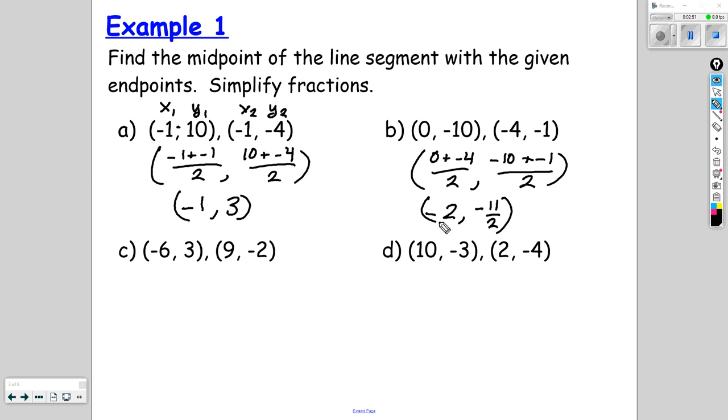Oftentimes you'll see that I will write down x sub m and y sub m. When I do that, I mean the x-coordinate of the midpoint and the y-coordinate of the midpoint. And also there's another way that we could find the midpoint that I find to be maybe a little bit easier. If we want to find what's in the middle of these 2 points, we could just figure out what is in the middle of -6 and 9 and what's in the middle of 3 and -2.